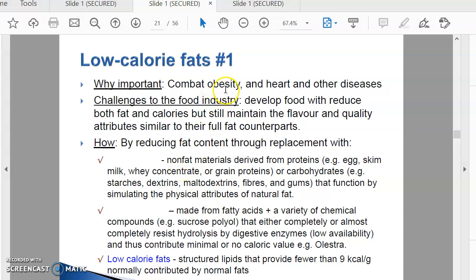Also, the second one is about the low calorie fats. Why important? Because it is important to combat obesity, of course. But the challenge to the food industry is to develop food with reduced fat and calories, but to maintain the flavor, because fat is an important flavor component in food. Okay, so what you can do, the first one is reducing fat content through replacement with, what is the first one?